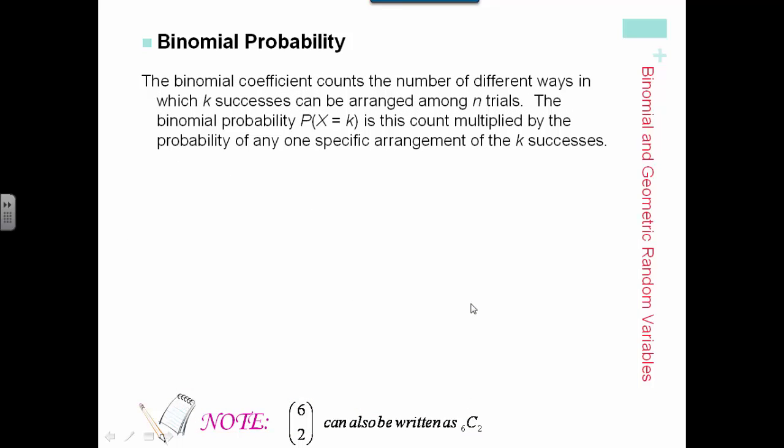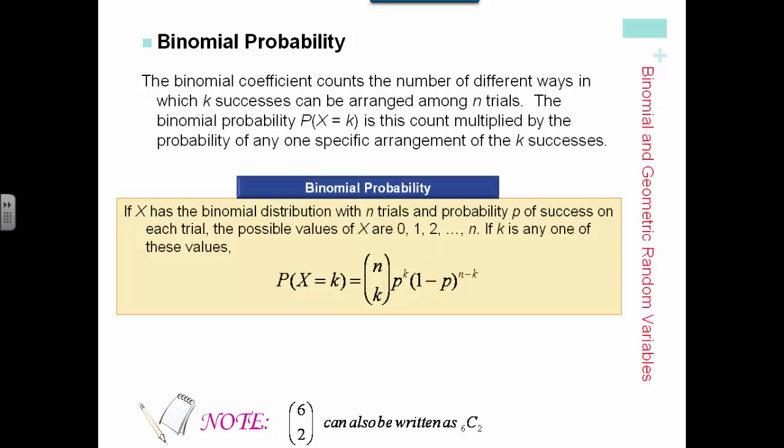The binomial coefficient counts the number of different ways in which k successes are arranged among n trials. The binomial probability is the count multiplied by the probability of any one specific arrangement of the k successes. If x has a binomial distribution with n trials and probability p of success on each trial, the possible values are 0, 1, 2 through n. If k is any one of the values, it's n choose k, p to the k, 1 minus p to the n minus k.